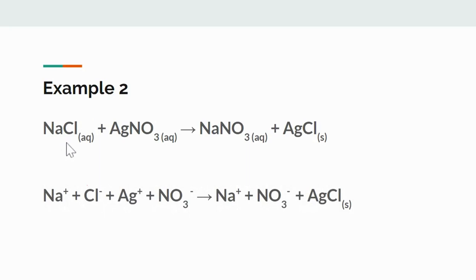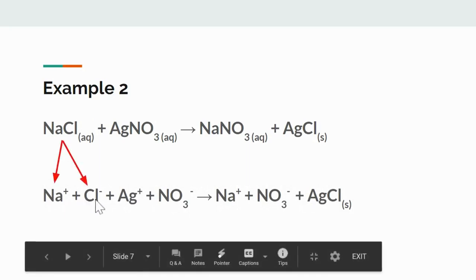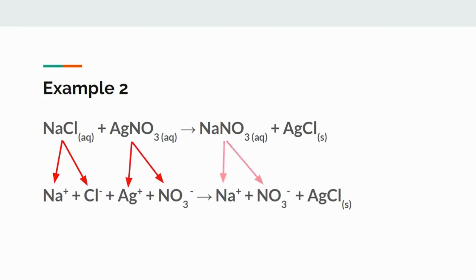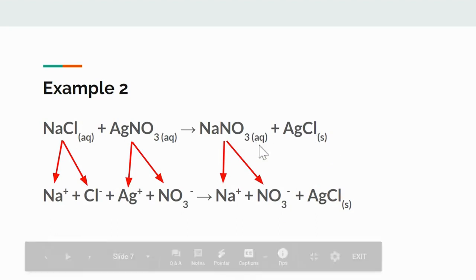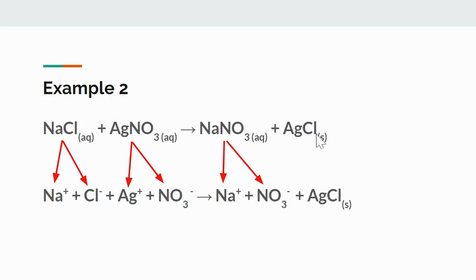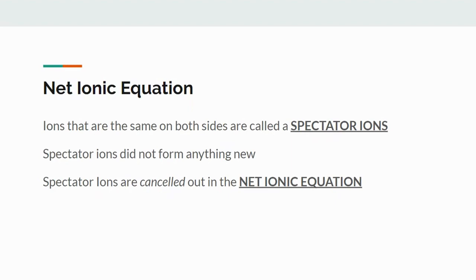So the sodium chloride is going to break down into Na+ and Cl- because it's aqueous. Silver nitrate is going to break down to Ag+ and NO3-. Sodium nitrate is going to break to Na+ and NO3-. And then keep in mind, I said that we only break apart aqueous substances. We do not break apart anything that's solid, liquid, or gas. So because silver chloride is shown as being a solid, we leave it as a solid and we do not break it into its ions. So that's the complete ionic equation.